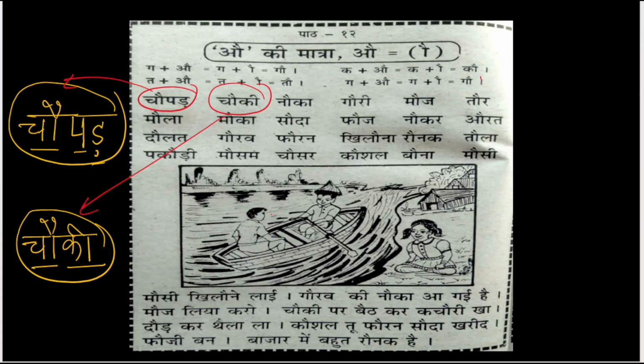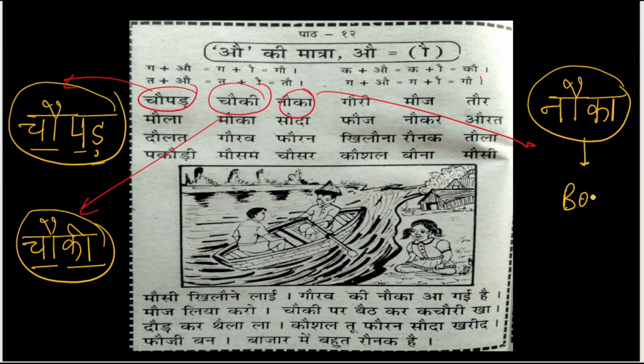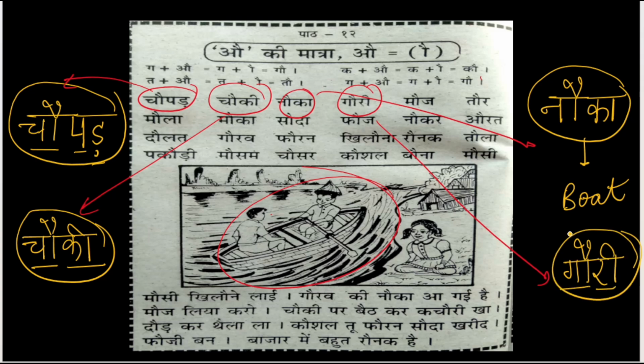Please focus on the pronunciation of words. It is very important. Okay. Na, matra of au. This is ka and this is the matra of aa. Now it became nauka, nauka, which means boat, which is shown here in the picture. Ga, matra of au. This is ra, this is the matra of badi ee. Now it became Gauri, Gauri.